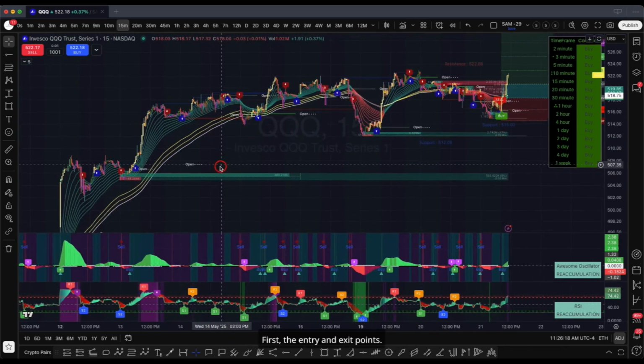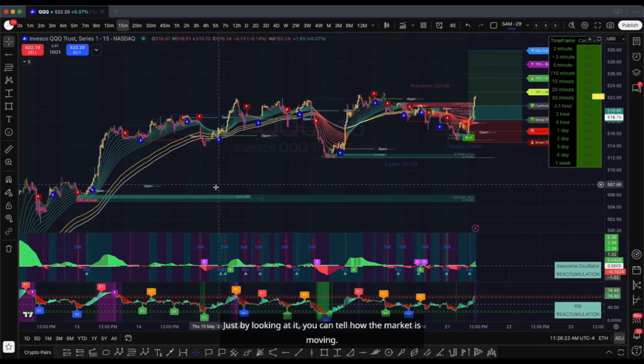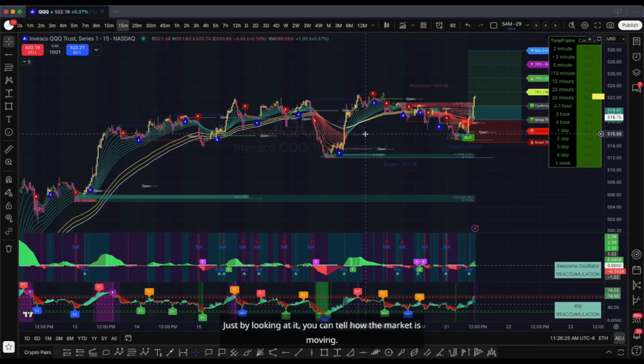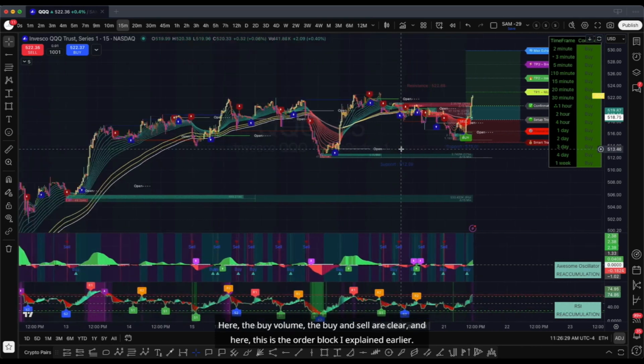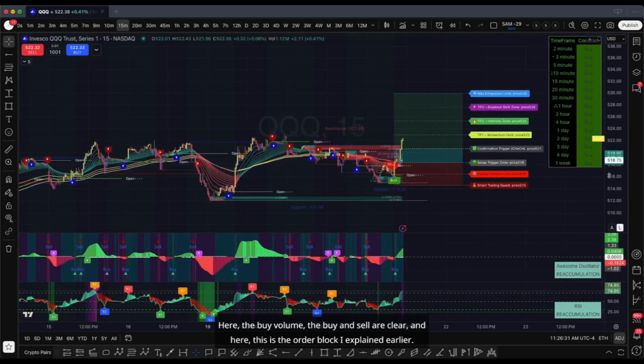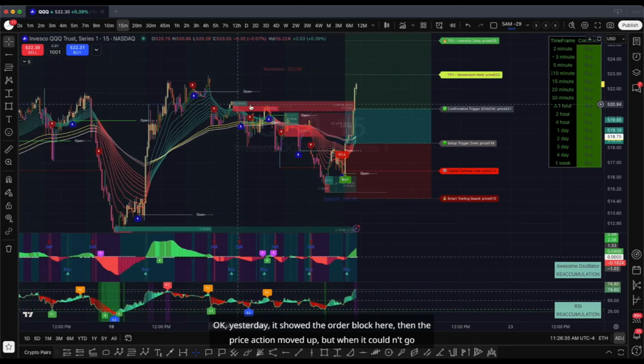First, the entry and exit points. Second, you'll be able to see how the market trend is displayed. Just by looking at it, you can tell how the market is moving. Here, the buy volume, the buy and sell are clear. And here, this is the order block I explained earlier. Okay, yesterday it showed the order block here.